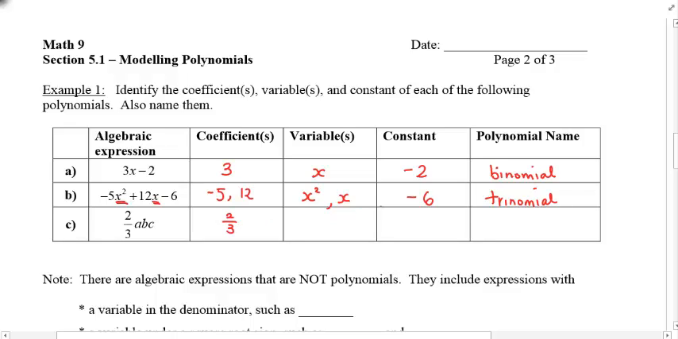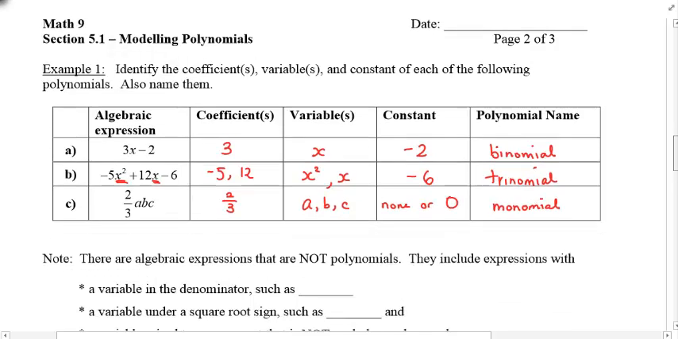Two-thirds, yes, coefficients can be fractions. The variables are A, B, and C. The constant here does not appear, so you can say none, or you could write down the number 0, and because there's 1 term, this is a monomial. Alright. Okay, good job if you got it right.